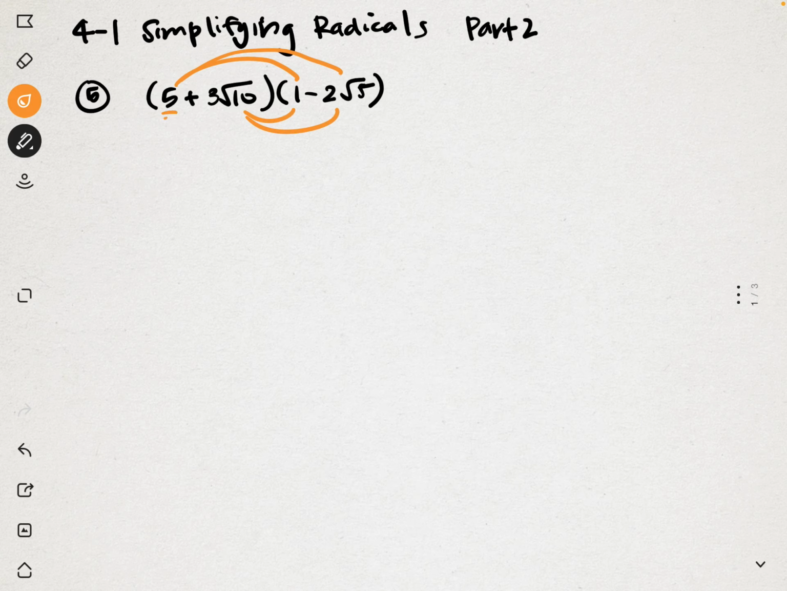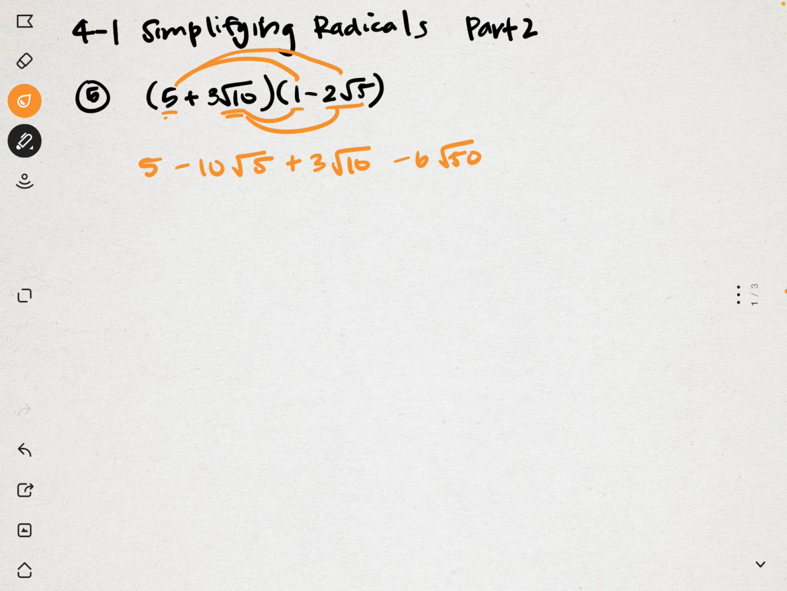But we have 5 times 1 is 5. Then we have 5 times negative 2 square root of 5, which is negative 10 square root 5. Then we'll move to the next term. 3 square root 10 times 1 is 3 square root of 10. And then the last part we've got is 3 square root 10 times negative 2, so that's going to be negative 6 square root of 50.